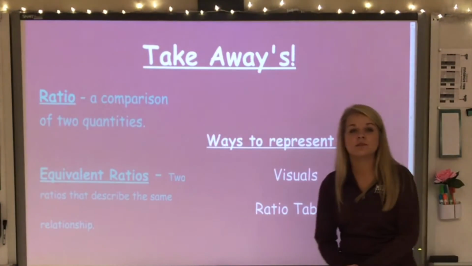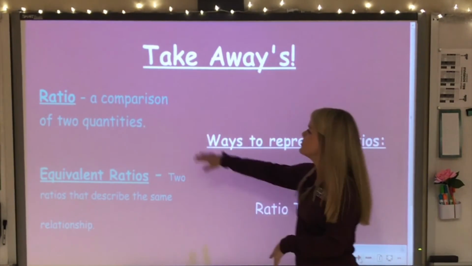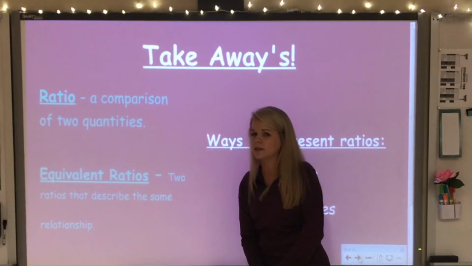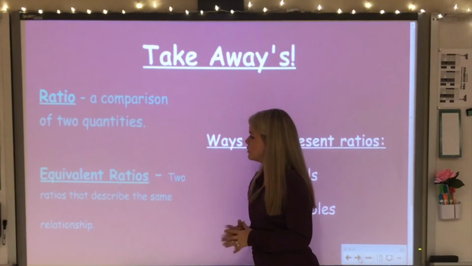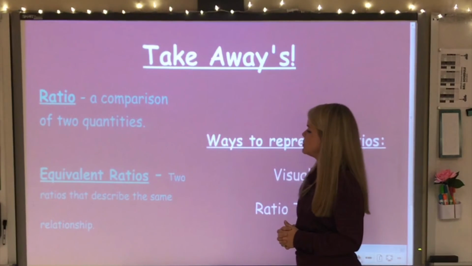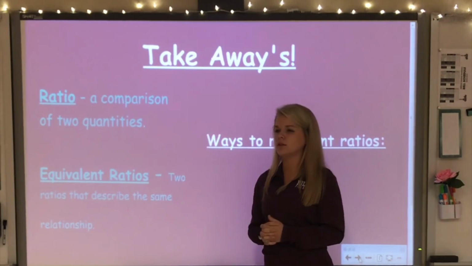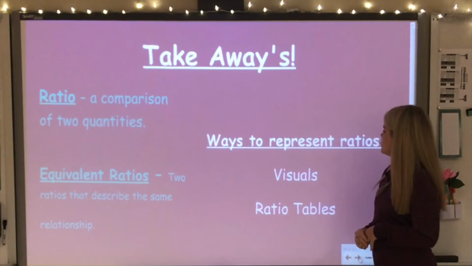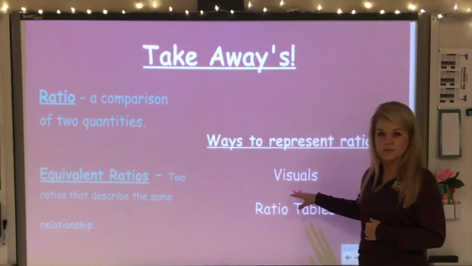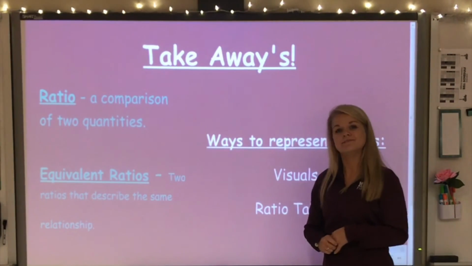All right. Okay, so to highlight a few takeaways from today's lesson to help you prepare for tomorrow's class. We have a ratio is a comparison of two quantities, and of course it can be represented in many ways. And equivalent ratios are two ratios that describe the same relationship, and we also talked about how we can really write those using a ratio table. Which brings me to here. Ways to represent ratios. We can use visuals, and we can use ratio tables. Thank you.